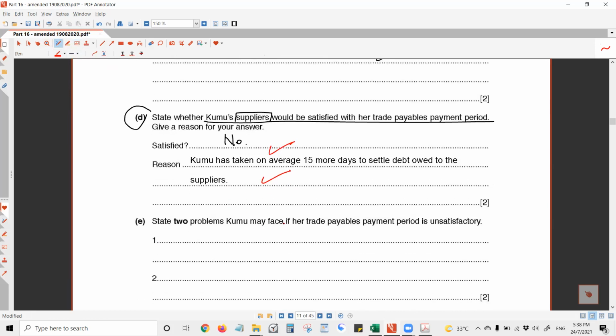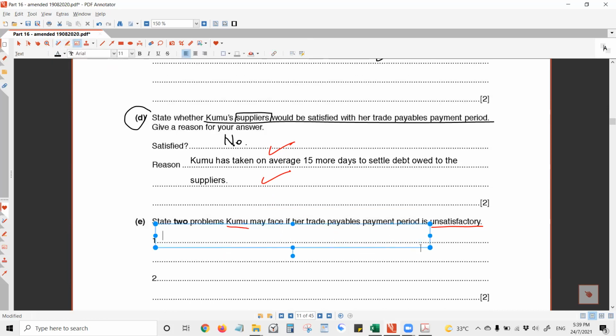Okay, and then we answer the E. State two problems Kumu may face if a trade payable payment period is unsatisfactory. So we have to comment what could be the consequences. May get charged interest. Okay, suppliers may charge Kumu interest. And second problem, Kumu would not be able to enjoy the cash discount.